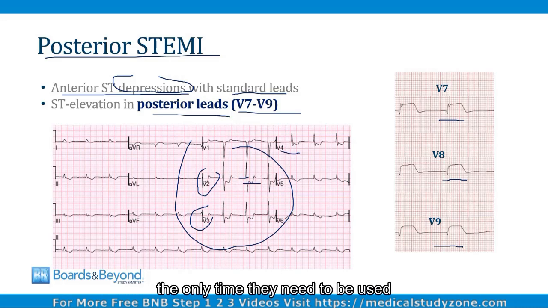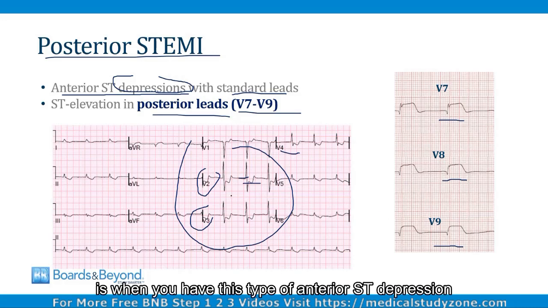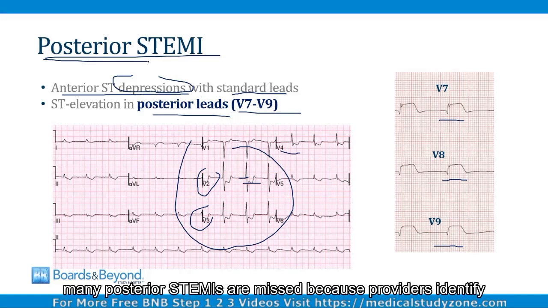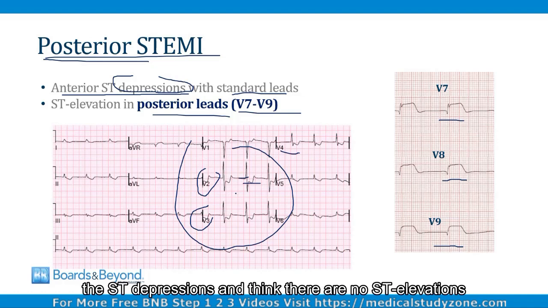The only time they need to be used is when you have this type of anterior ST depression on the normal EKG and you suspect a posterior STEMI. Many posterior STEMIs are missed because providers identify the ST depressions and think there are no ST elevations and therefore it's not a STEMI.